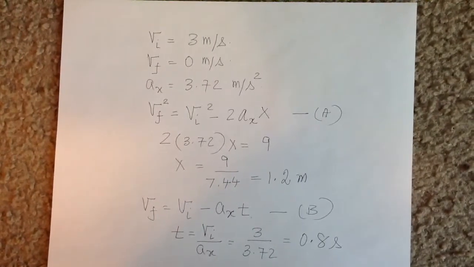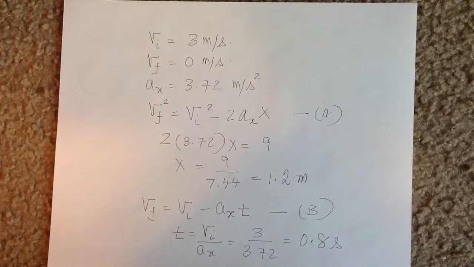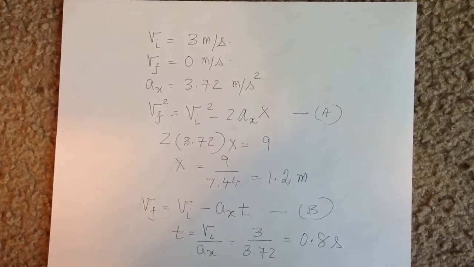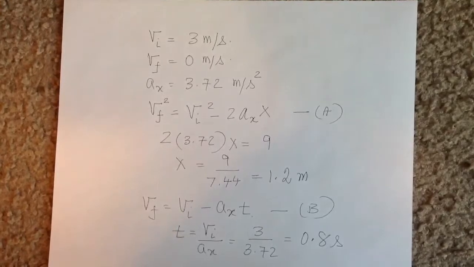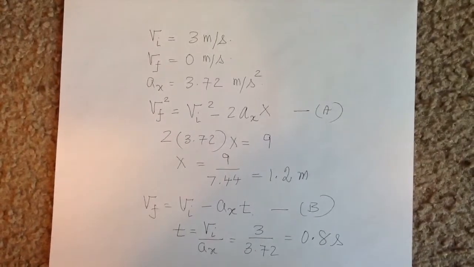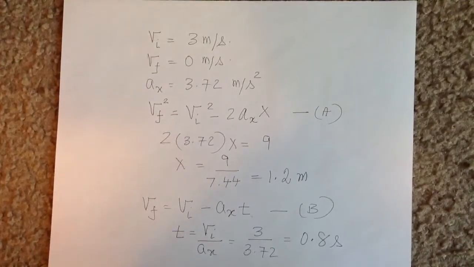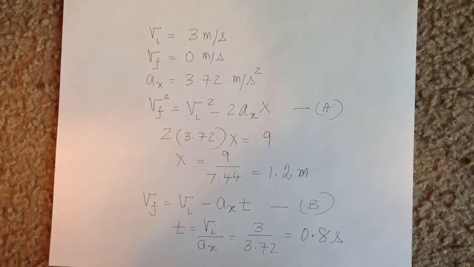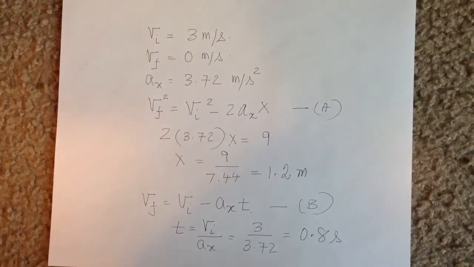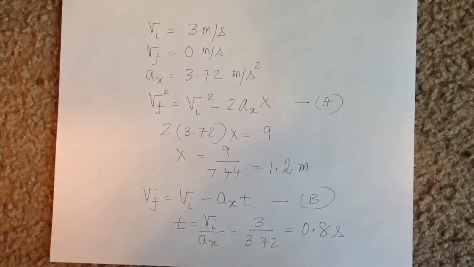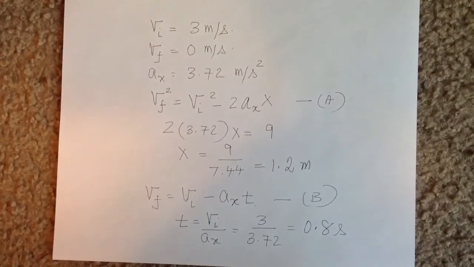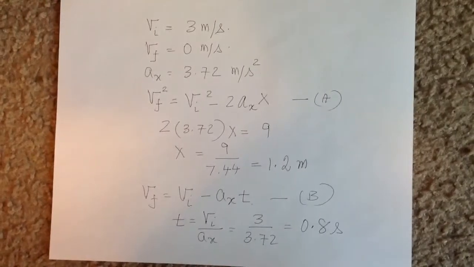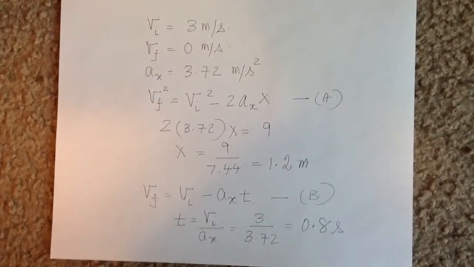So let's use the equation: V final squared is V initial squared minus 2 times the acceleration times the unknown distance. Substituting for all that we know, we find x, the distance that the object travels up the incline, to be 9 divided by 7.44, or 1.2 meters.